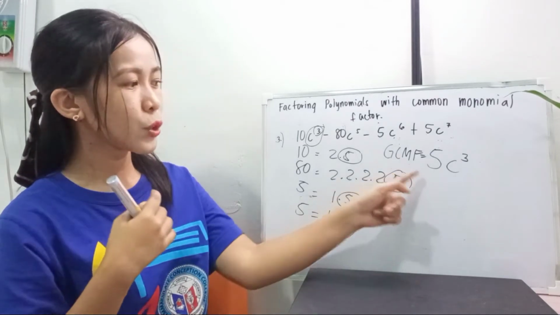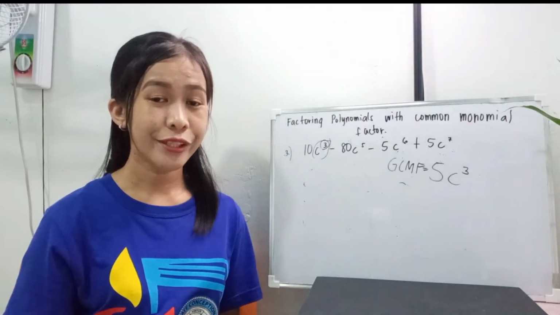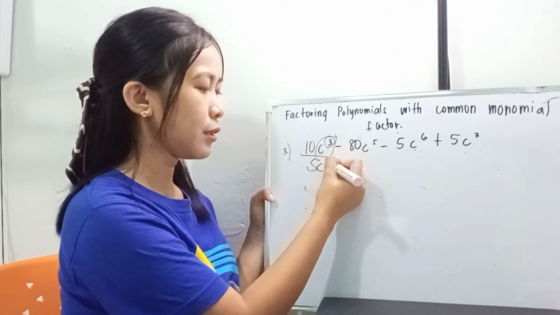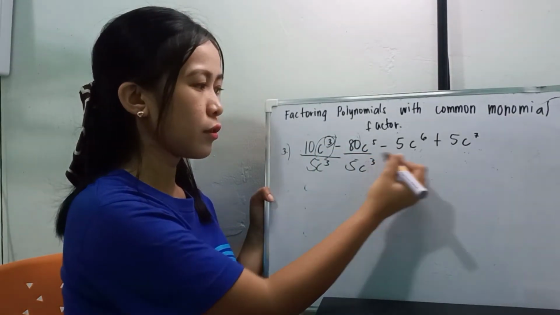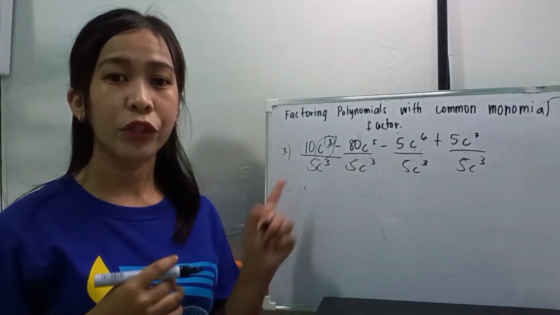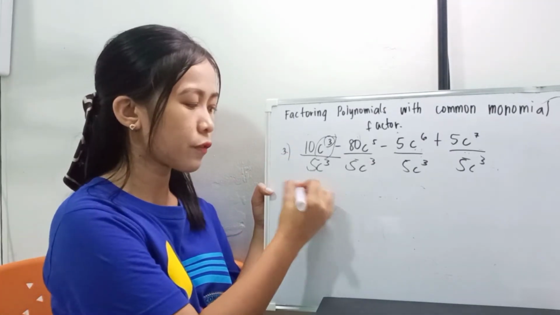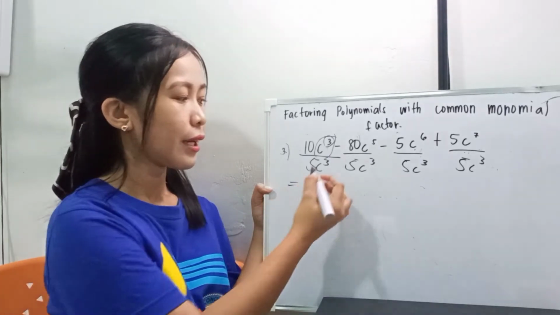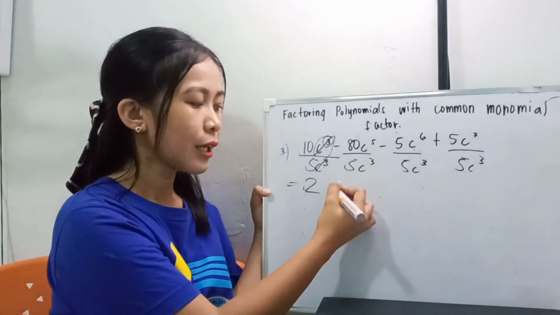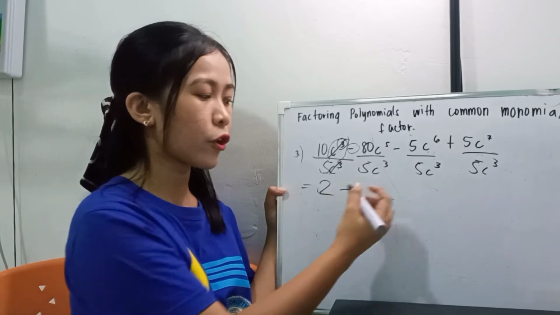Alright? And then, since we have 5c raised to 3, wait, let's erase this. The next step is, of course, to divide. Right? So, we have to divide the 10. Divide also. Divide. And then, divide. We divide all of the terms. Okay? And then, we have 10 divided by 5 is, of course, 2. Right? And then, c raised to 3 divided by c raised to 3, they cancel. Alright? And then, just take the minus. So, we have that. 80 divided by 5 is, of course, 16.